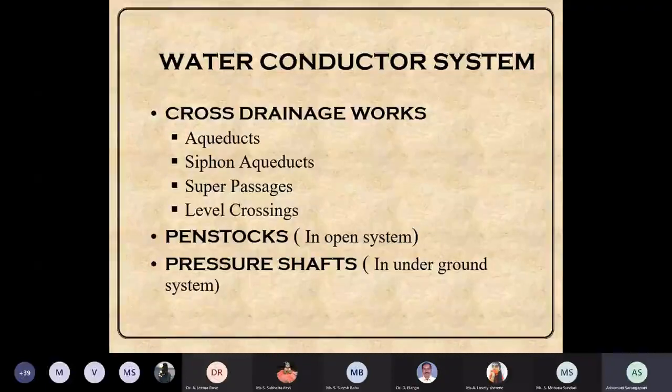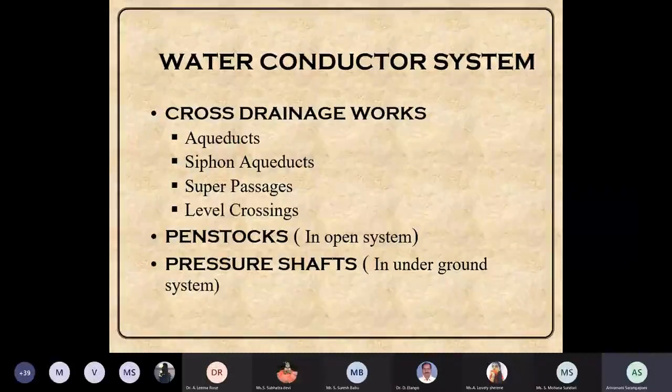And in the water conductor system, again, cross drainage. Somewhere the tunnel may not run all the way inside the hill. In between we may see some cross drains like a river or a small nalla that we need to cross over. At that time I want to cross that nalla through my aqueduct. An aqueduct is nothing but putting a bridge, a small steel bridge, and above that I take the water through a steel pipe from one end to another end. Or a siphon aqueduct, super passage, level crossing. These kinds of types I use to cross my water from one end to another end.